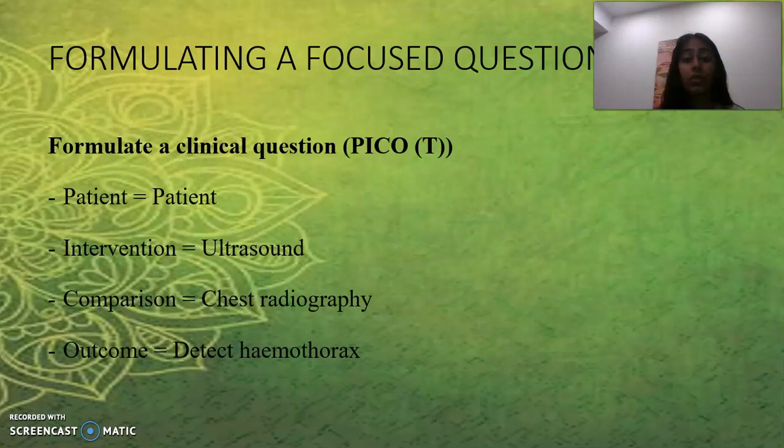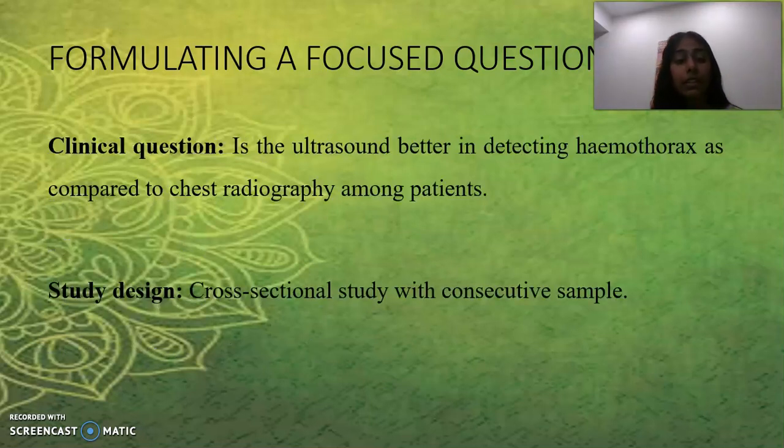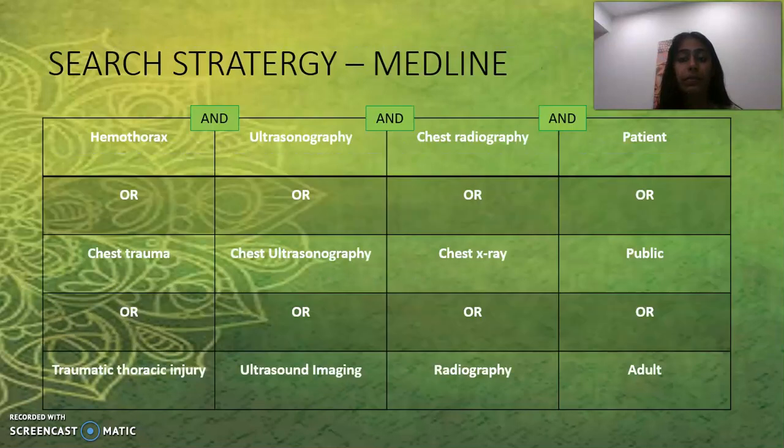Okay, formulating a focused question. So we're going to use PICO. Patient will be the patients. Intervention would be ultrasound, comparison would be chest radiography, and the outcome would be to detect hemothorax. Clinical question. Okay, so the clinical question is: is ultrasound better in detecting hemothorax as compared to chest radiography among patients? Okay, and then the study design is cross-sectional study with consecutive sample.